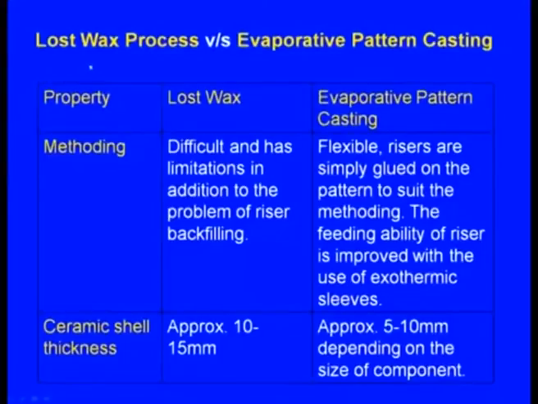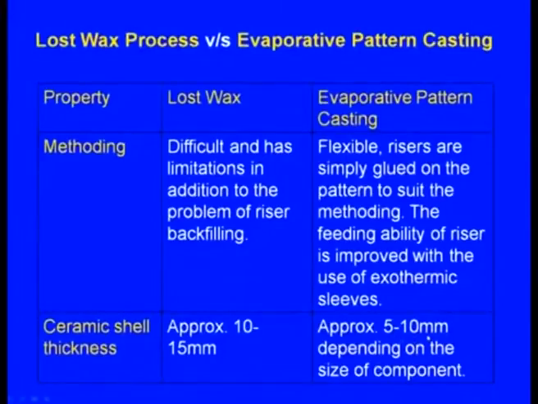Next one, in the case of the lost wax process, the ceramic shell's thickness is 10 to 15 mm. To make this 10 to 15 mm thickness shell, we have to dip the wax pattern into the ceramic slurry 5 to 7 times. Generally people make two types of slurries, one is an extremely fine slurry and another is a coarser slurry. Initially one has to dip the pattern into the fine slurry, then into the coarser slurry. Every time it has to be taken out, the stucco has to be sprinkled, it has to be dried, and again it has to be dipped into the slurry. So, it is a time taking process.